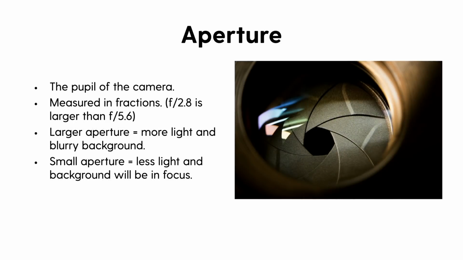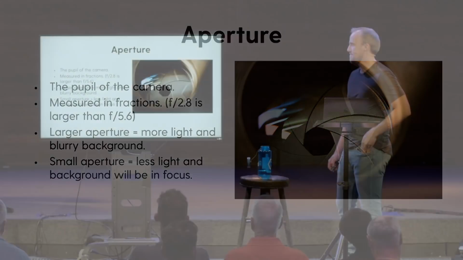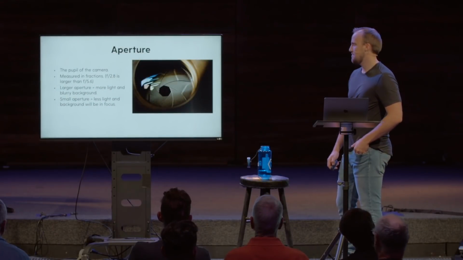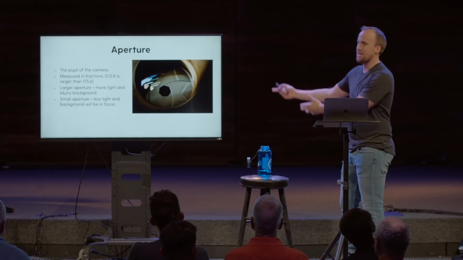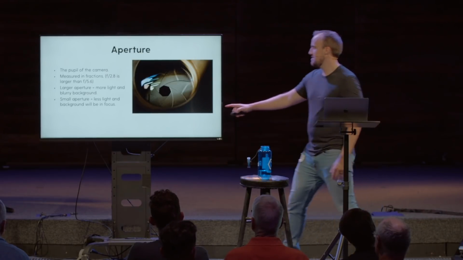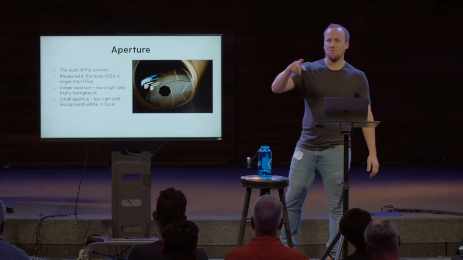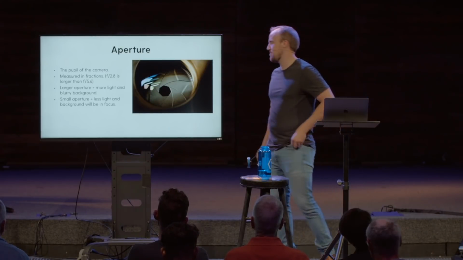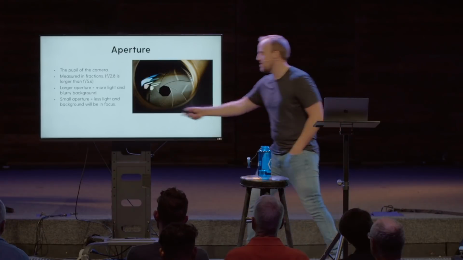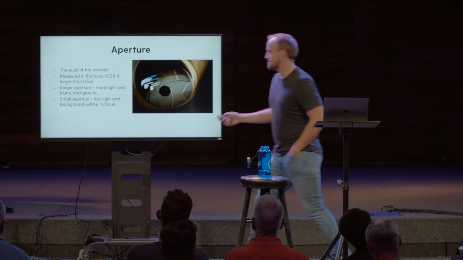Think of aperture as the pupil of a camera. Your eye has a pupil. It opens up and lets more light in. If it gets smaller, it reduces the amount of light. It's measured in these fractions we were talking about earlier. F/2.8 is actually larger than F/5.6, even though it's kind of confusing. It's a fraction, right? So 1/2 is bigger than 1/4, same kind of deal here. So it's kind of backwards. Even though this number is bigger, it's a smaller fraction.